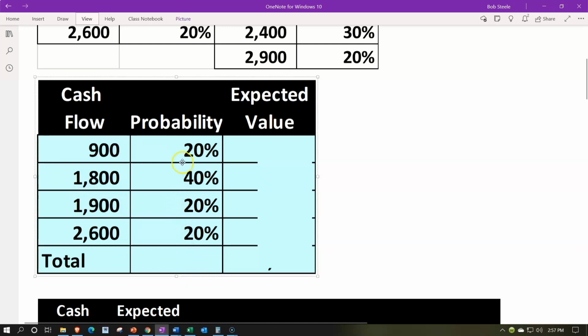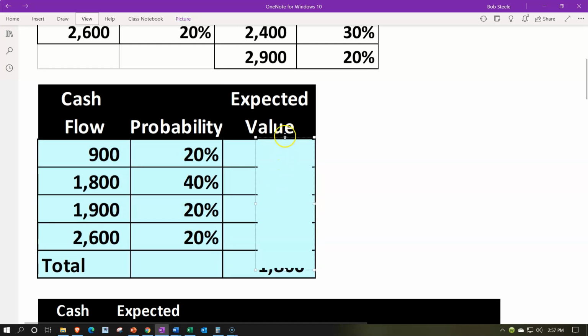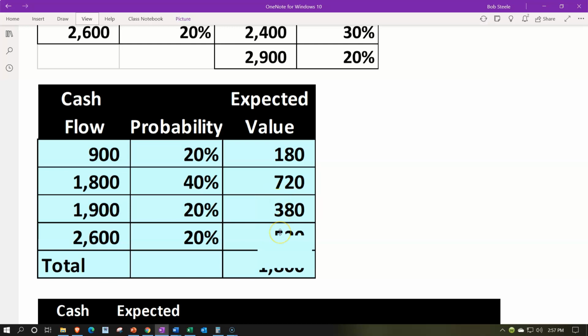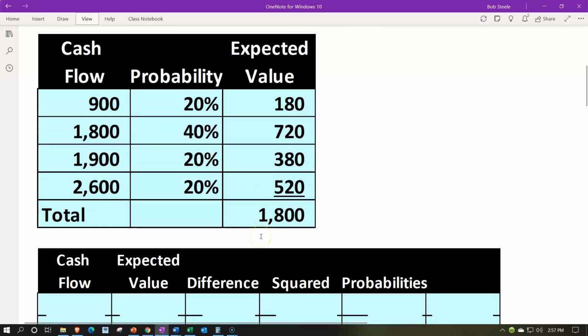So we've got the 20, 40, 20, 20 in this case. And then we have our expected value. So the 900 times the 20% is the 180. The 1,800 times the 40% is the 720. The 1,900 times the 20% is the 380. And the 2,600 times the 20% is the 520. The 180, the 720, the 380, the 520, those add up to 1,800, then our expected value. So based on this information, this is what we would expect to happen. This is kind of our average value, in other words, or the mean.